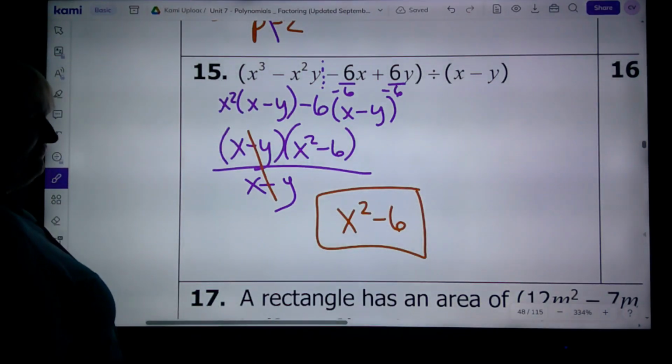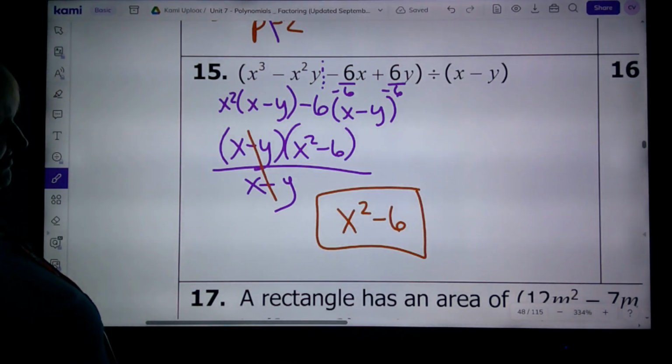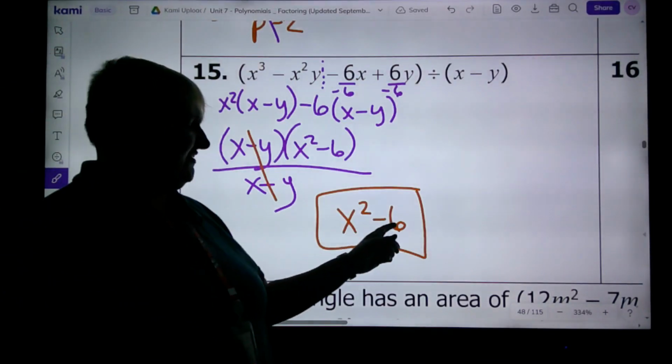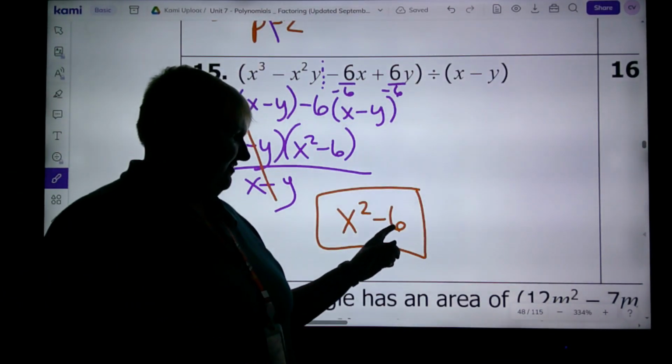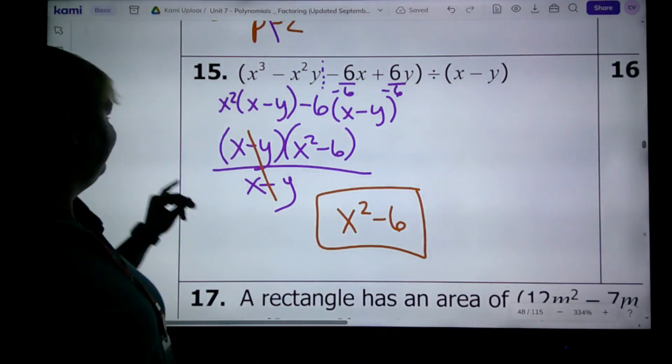Oh wait, is that factored out all the way? Yes. Yes it is. This is squared, but this is not a perfect square. They don't have any factors in common. That's as simplified as you can get.